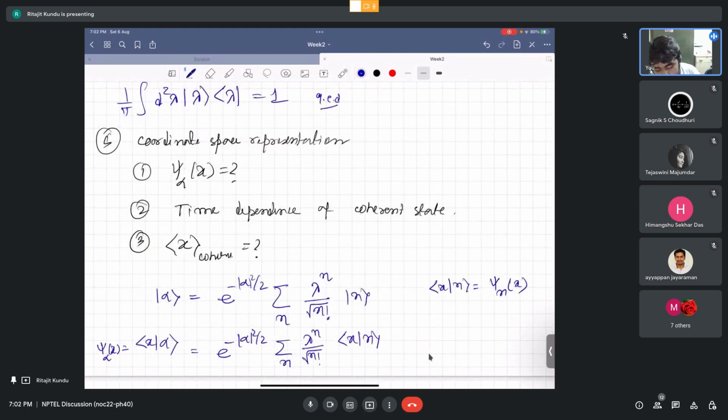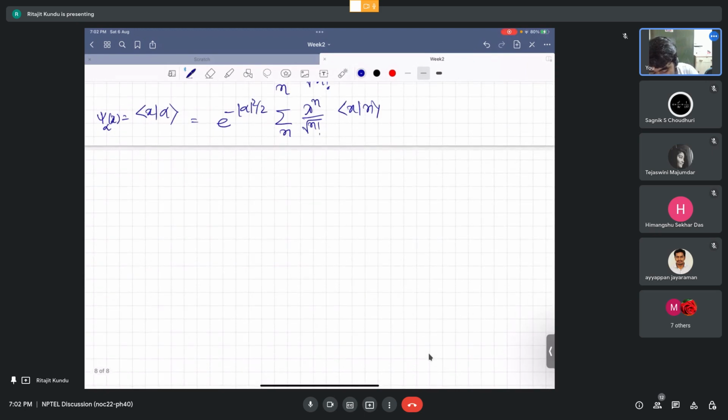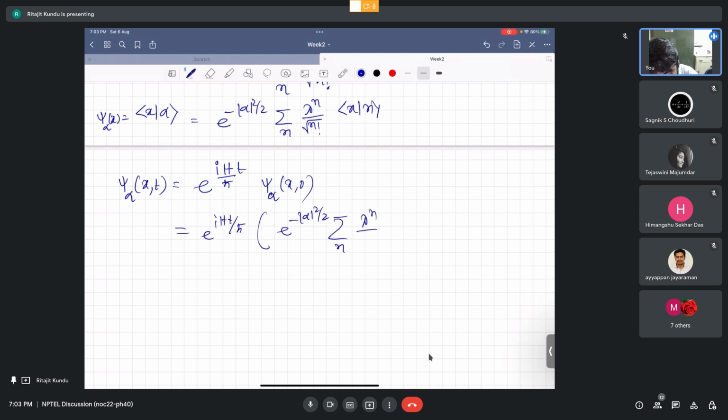Okay, so now we can look at the time dependence of these coherent states. We want to find out what ψ_α(x,t) looks like. Again, to do that, we'll act on this state with the Hamiltonian, on ψ_α(x,0). So let's try to do that. It becomes e to the power iHt by h bar, and I have to act this operator on e to the power minus |α|² by 2, α to the power n by square root of n factorial, ψ_n(x).